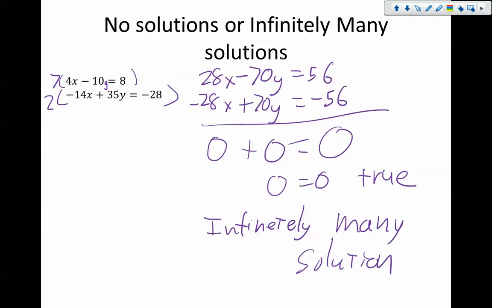When both variables eliminate, it's either no solutions or infinitely many solutions. Which one it is depends on if this is a true statement down here after you solve. If it's false, it's no solutions. If it's true, it's infinitely many solutions.